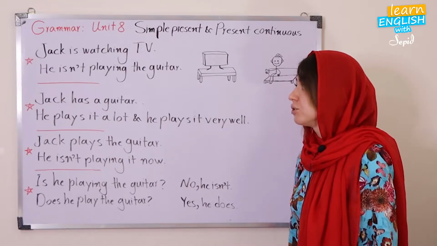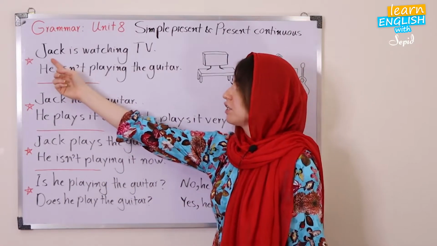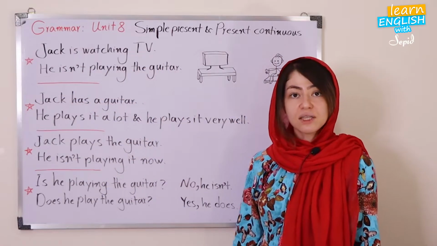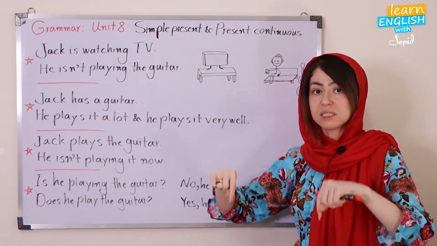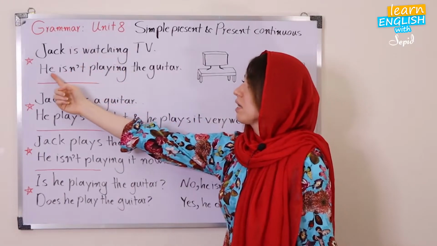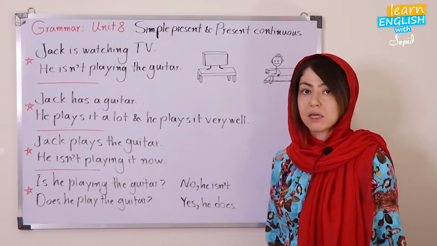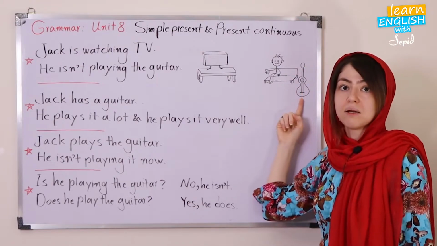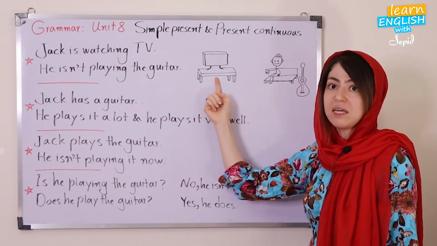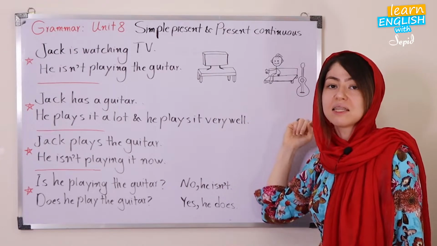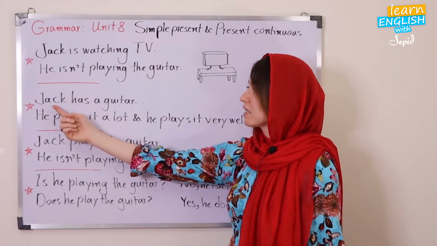But let's just get to know more, okay? Pay attention to the first example. Jack is watching TV. The action that Jack is doing right now. Jack is watching TV now, okay? Here, he isn't playing the guitar. So the action that he isn't doing. So we can say he isn't playing the guitar. So Jack is watching TV, but he isn't playing the guitar. That's the case, okay? So let's go to the next example.